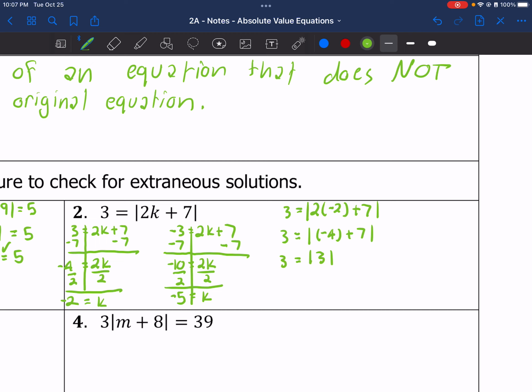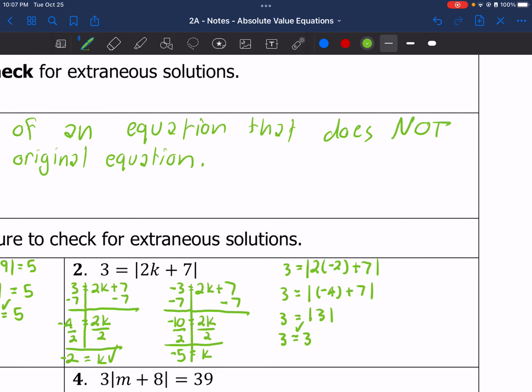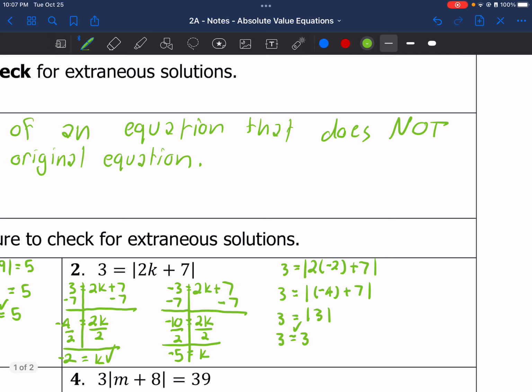The absolute value of 3. Well, the absolute value of 3 is just 3, so we get 3 is equal to 3. This works, so k equals negative 2 is not an extraneous solution. So we know that k equals negative 2 is a solution. Now we're going to check for k is equal to negative 5.